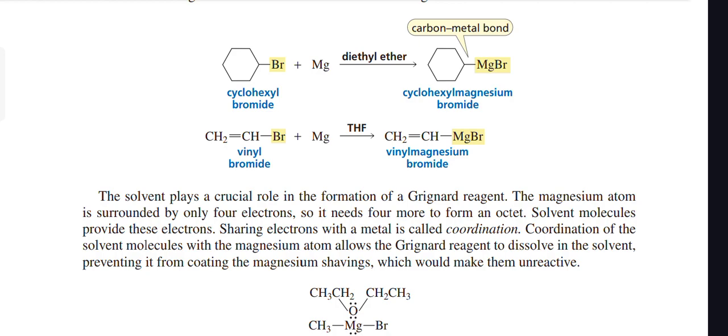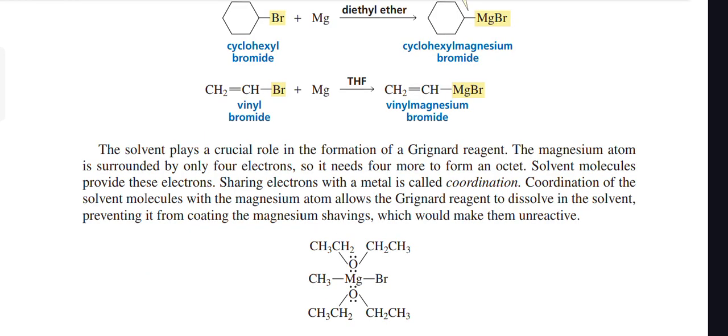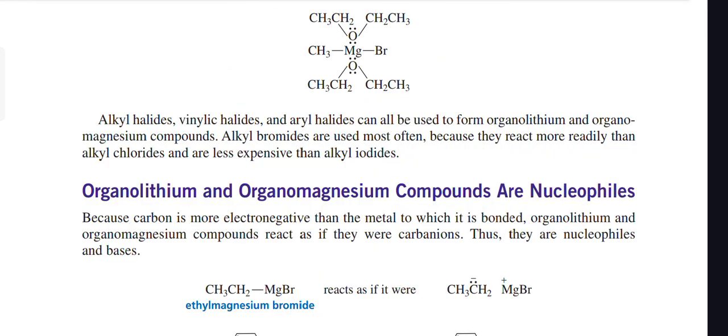The magnesium atom is surrounded by only 4 electrons, so it needs 4 more to form an octet. Solvent molecules provide these electrons. Sharing electrons with a metal is called coordination. Coordination of the solvent molecule with the magnesium atom allows the Grignard reagent to dissolve in the solvent, preventing it from coating the magnesium shavings, which would make them unreactive. So in this picture we can clearly see that magnesium is coordinated with the solvent, that is diethyl ether.